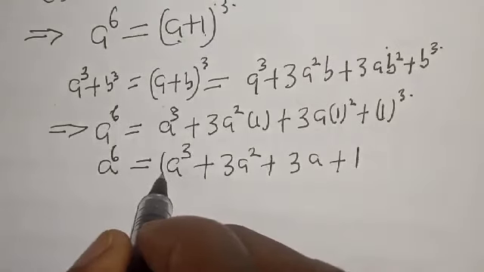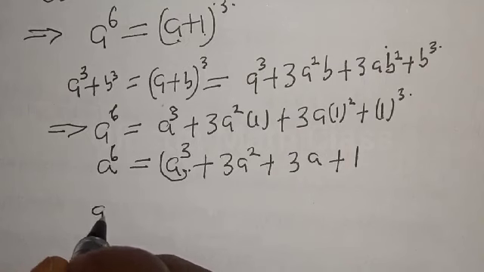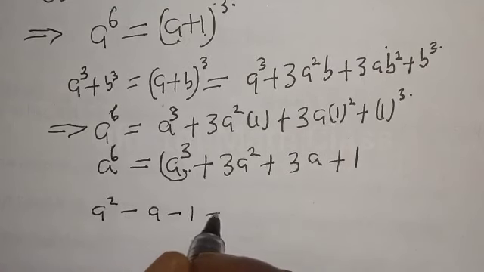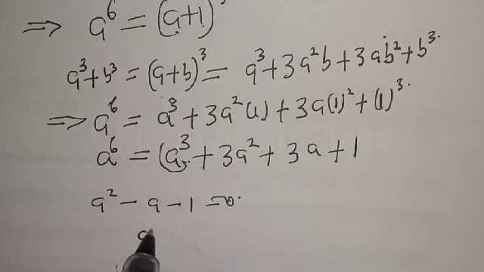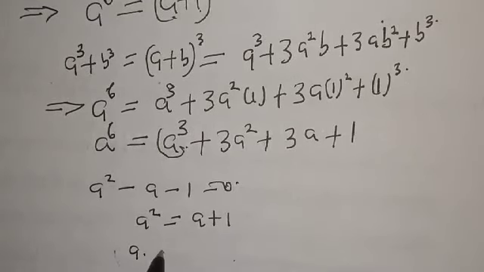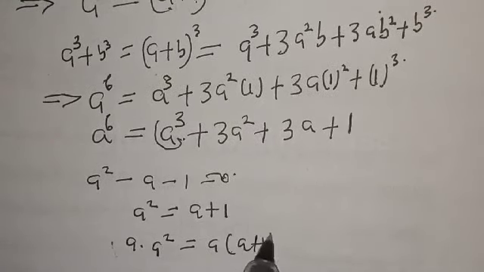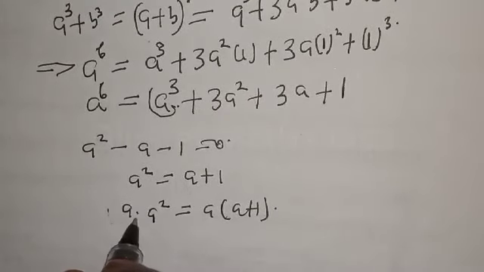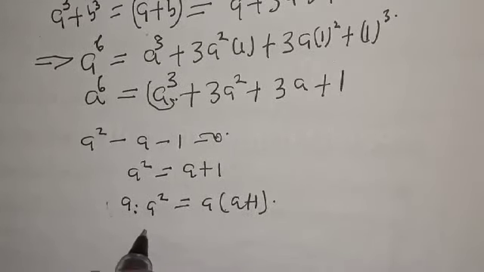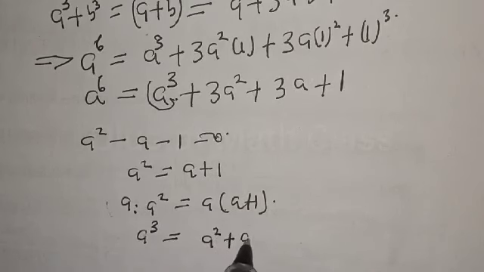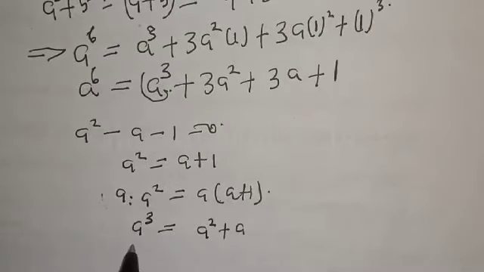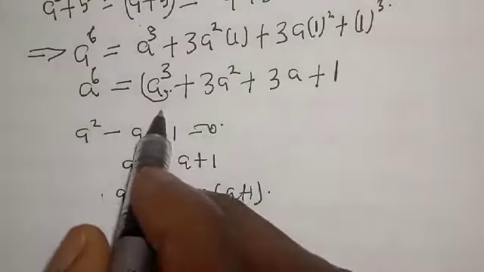Now let's try and manipulate this. We know that a square minus a minus 1 equals 0. Then our a square will be equal to a plus 1. Now let's multiply both sides by a. We have a multiplied by a square equal to a into a plus 1. Then a square multiplied by a is a raised to the power 3, which equals a square plus a when you open the bracket. Now let's substitute a square plus a into this.